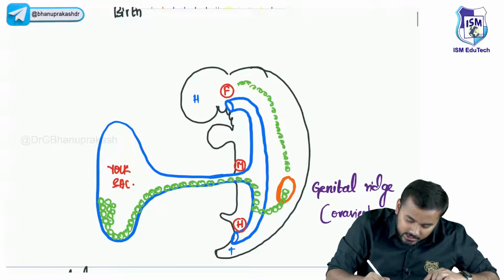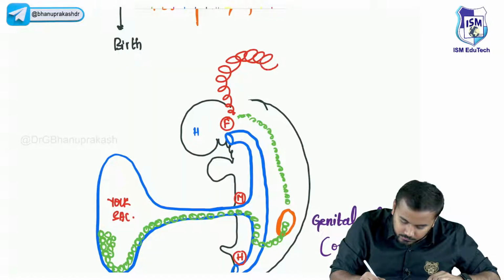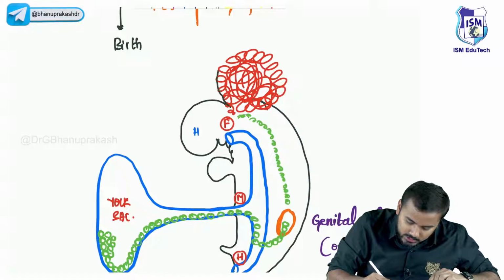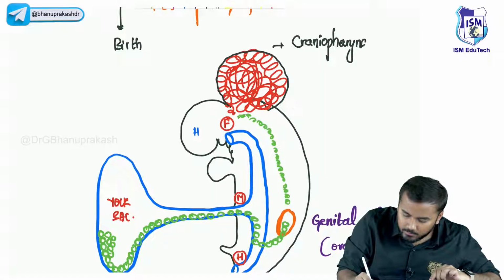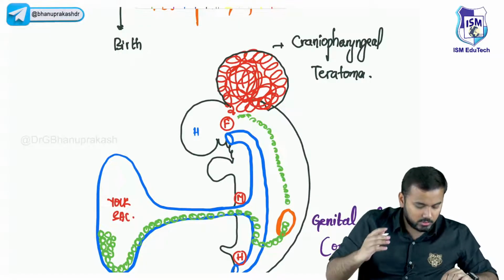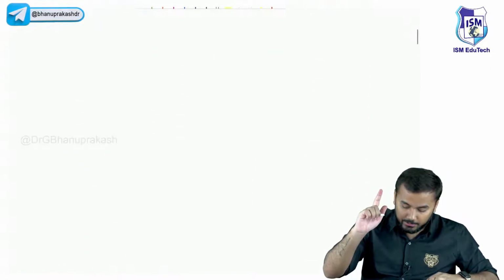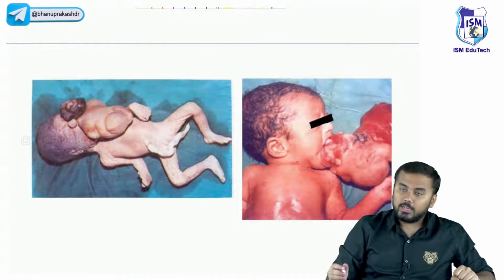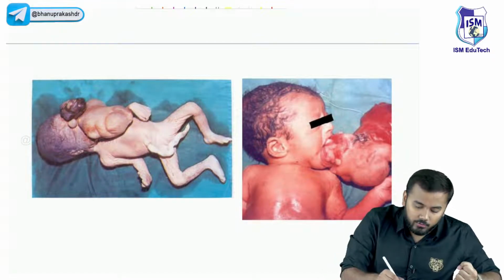If you look at this picture itself, here there is an abnormal growth like this, and this abnormal growth is covered by a sheath. This is called a craniopharyngeal teratoma. Why is this formed? Because of abnormal migration of primordial germ cells to the head and neck. Just look at the picture, all of you. What is this called? Craniopharyngeal teratoma.